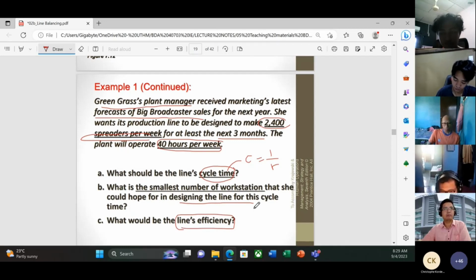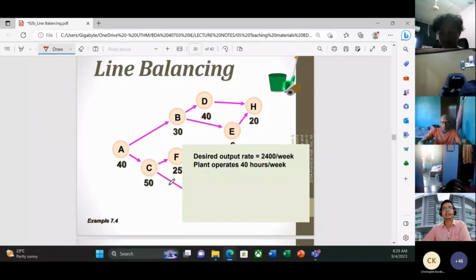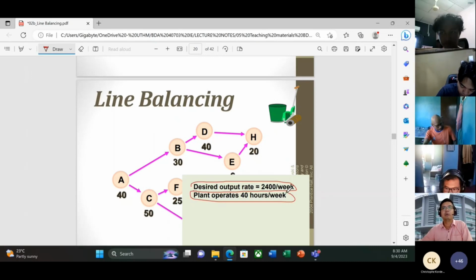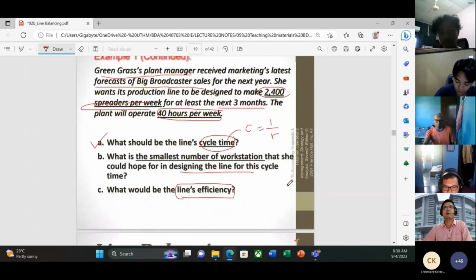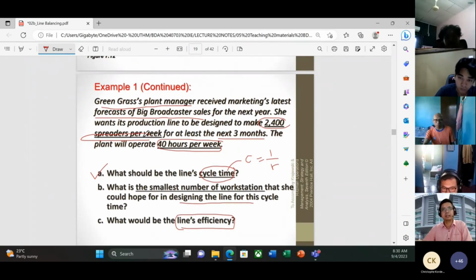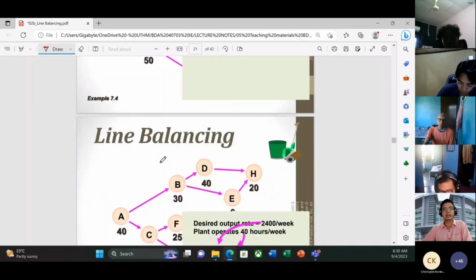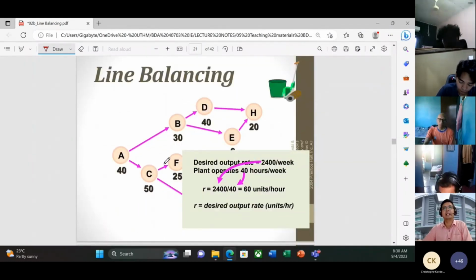So we continue step by step. Okay, clear? We look at A first. This is given to you based on our question: 2,400 per week. This is the desired output rate. Please remember. And they give you the plant operates 40 hours per week. So where do we get this number? It is given in our question: 2,400 spreaders per week, and the plant operates 40 hours per week. Okay, clear? Then how do we calculate the output rate?